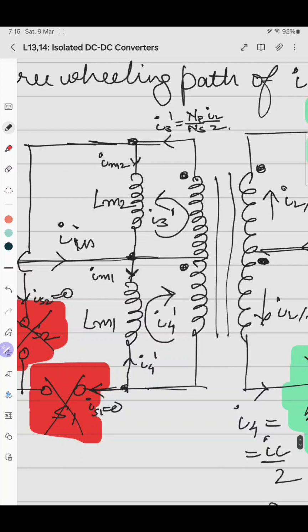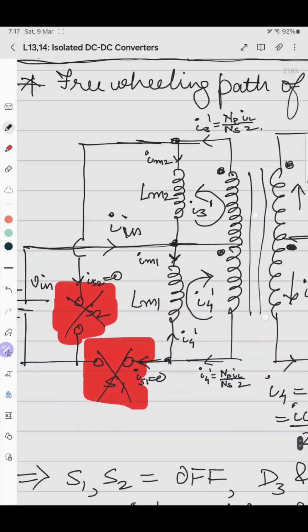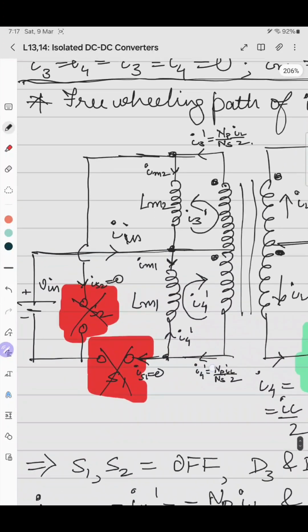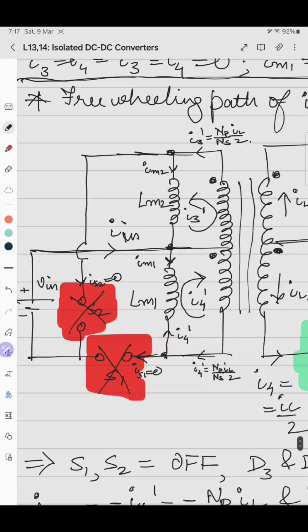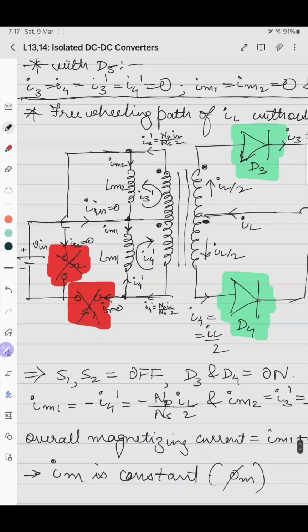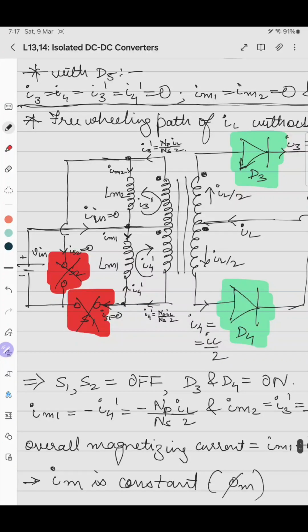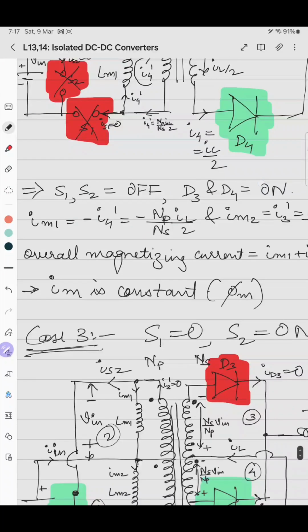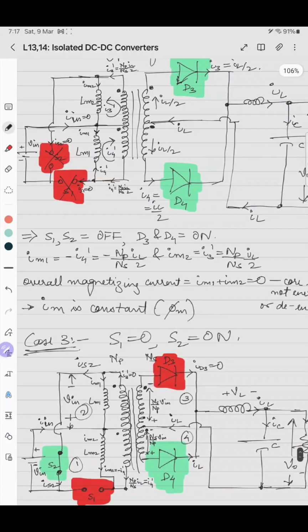NS IL by 2. I4 dash is NP by NS into IL by 2. This is the current. As both the switches are turned off, there is no contribution of the input current. There is no input current, so Iin becomes 0. So I4 dash and I3 dash freewheel to the magnetizing branches. So IM2 will be NP by NS into IL by 2, and IM1 is minus of I4 dash, that is minus of NP by NS into IL by 2. So the overall magnetizing current becomes 0, that is the addition of both.